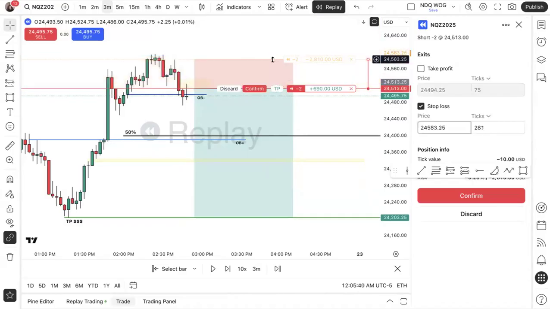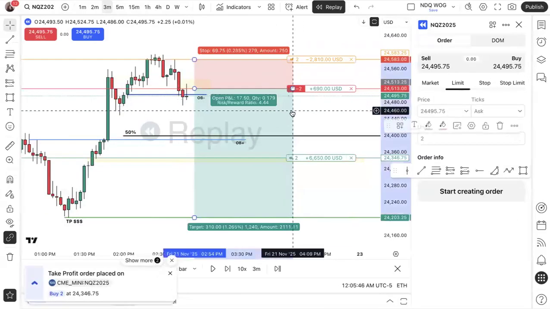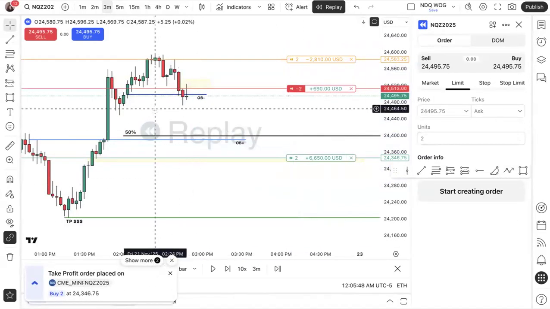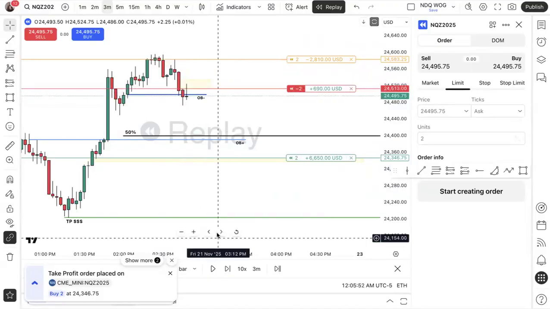Stop loss, forever and always at the swing. Let's just aim it here. We could confirm that. I don't need a short position anymore. So price drives into this immediately. So literally the next candle price drives into it, 248.